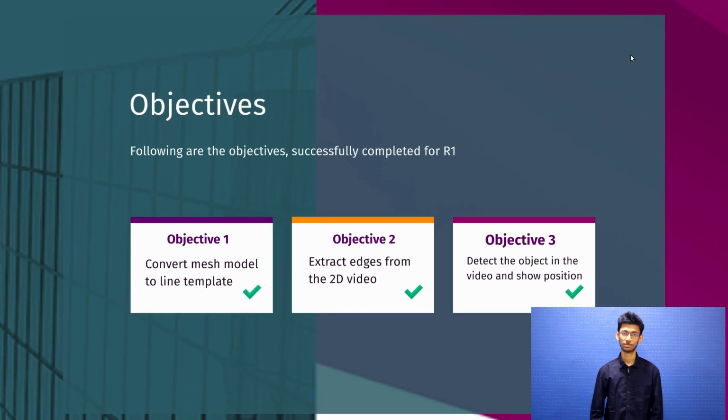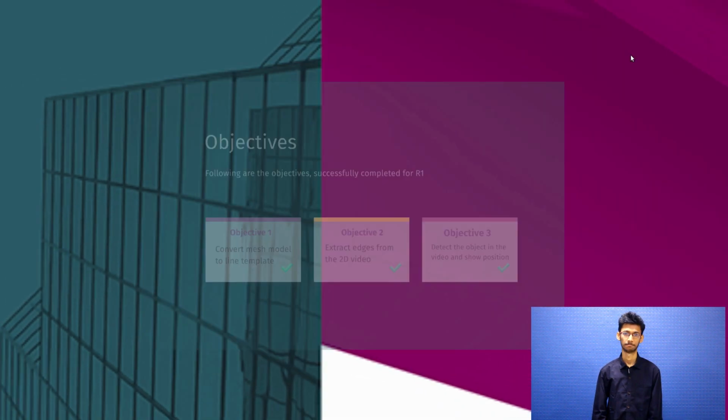So there were three major objectives for the first release. First, converting the mesh models to line templates. Second, extracting the edges from the 2D video. And finally, to detect the object in the video and then log its position.